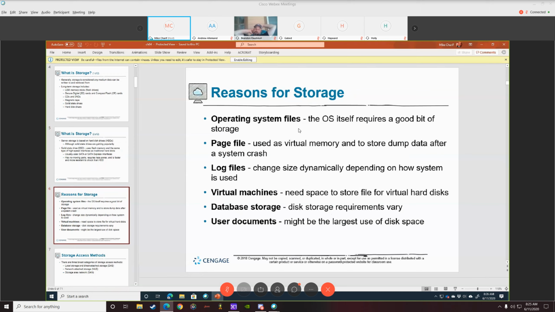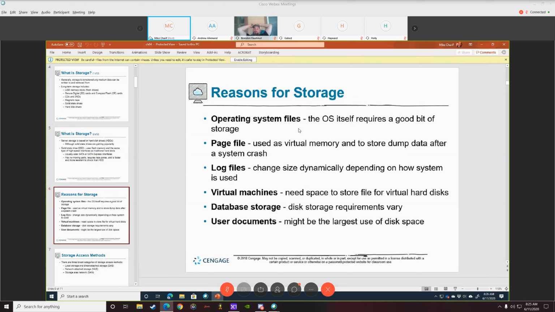What's a page file? Some people call it virtual memory. Virtual memory means it's not physical memory. It's not physical random access memory. This is basically storage on the drive, on a hard drive, regardless of whether that drive is SATA or HDD. And you have a lot of different uses for this page file.